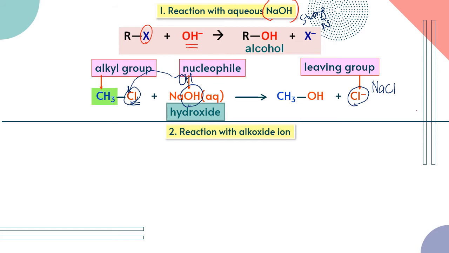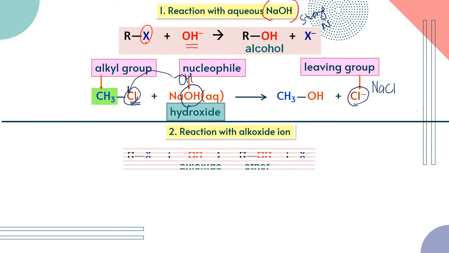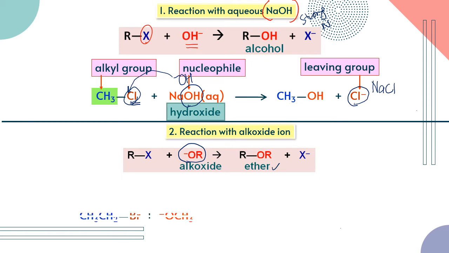The second reaction is the reaction with alkoxide ion. Like I mentioned before, your alkoxide ion is this, and it will come from your salt, from the dissociation of the salt. The product of the reaction of haloalkane with alkoxide ion is ether.